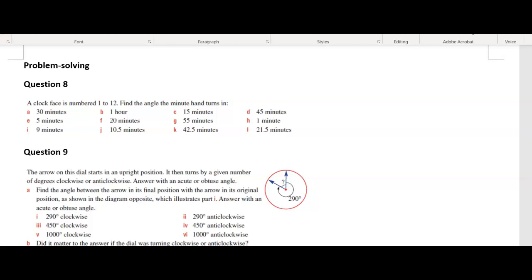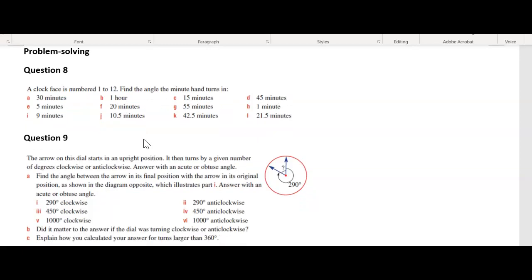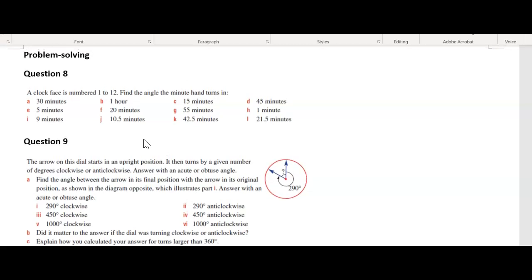Hi everyone, in this video we're going to go through the Year 8 geometry problem solving questions. So question 8 and 9 actually aren't too difficult, but I'll still go through them anyway. Question 8 is a bit repetitive in that as soon as you know how many degrees 1 minute is, you should be able to answer all the questions.